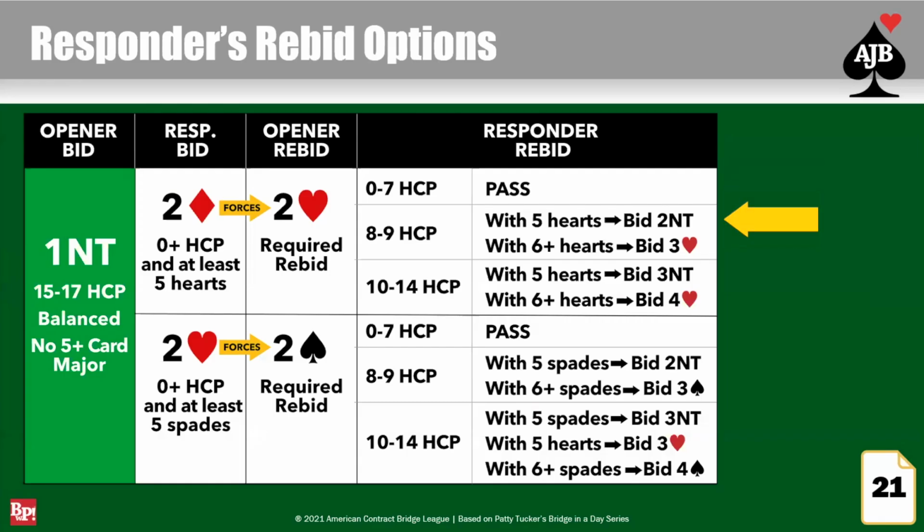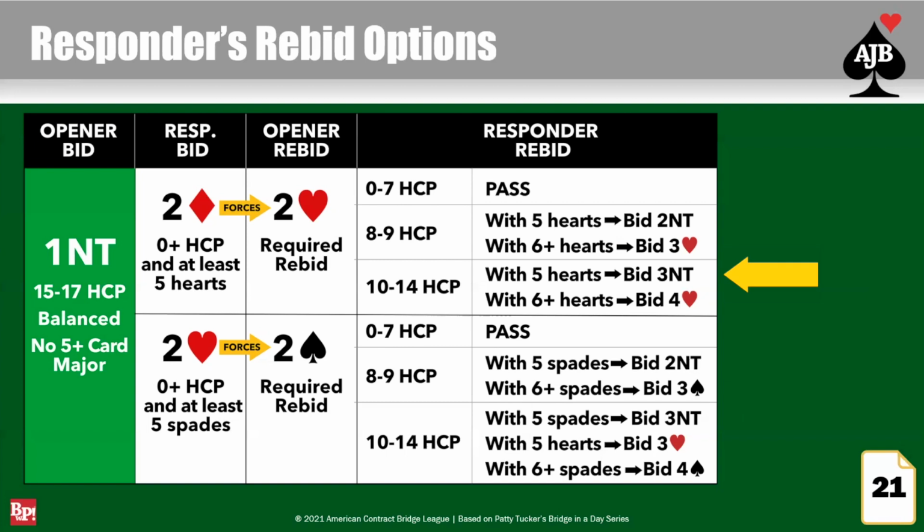If they hold 8 or 9 points, they are going to make a second bid. They've already told their partner that they have 5 hearts. If they have just 5 hearts, then they simply bid 2 no trump. I only had 5 hearts. I only have 8 or 9 points. If they had 6 or more hearts, they rebid their heart suit. They bid 3 hearts. I have 6 or more hearts, but I only have 8 or 9 points.